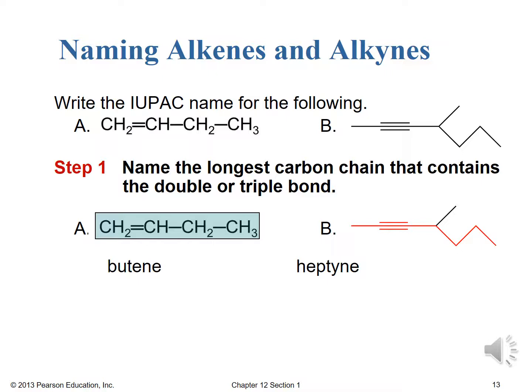Okay, so in A, for step 1, we see it's a chain that involves 4 carbons, so it's going to be a butene. For B, the longest carbon chain, and you have to be careful with your counting because remember that triple bond, there's a carbon at each point. So we don't have a corner to show us a carbon there. We have the triple bond to remind us that there's 2 carbons there.